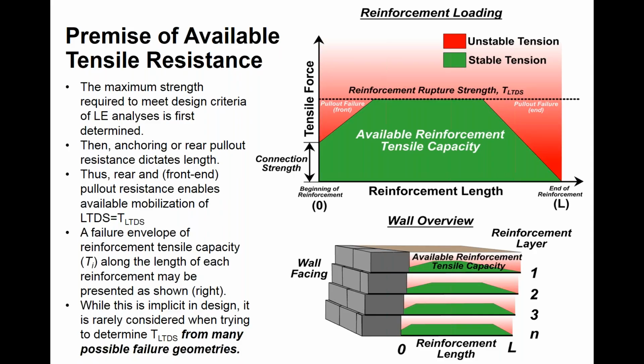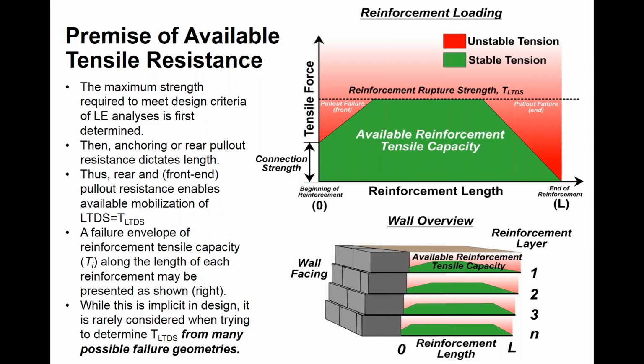Let's talk about the actual available strength in a single reinforcement layer. Let's take a single reinforcement at the top of the wall. We have, say, a rupture strength of the reinforcement. Let's call it the long-term design strength, TLDS. Now, to have that strength available, to have kind of a failure envelope here, we need to mobilize sufficient pull-out resistance, both at the front of the wall, at the connection, as well as at the end of the wall. It needs to be anchored sufficiently. So the maximum strength required to meet the design criteria of limit equilibrium has to first be determined. That's the way it's done currently.